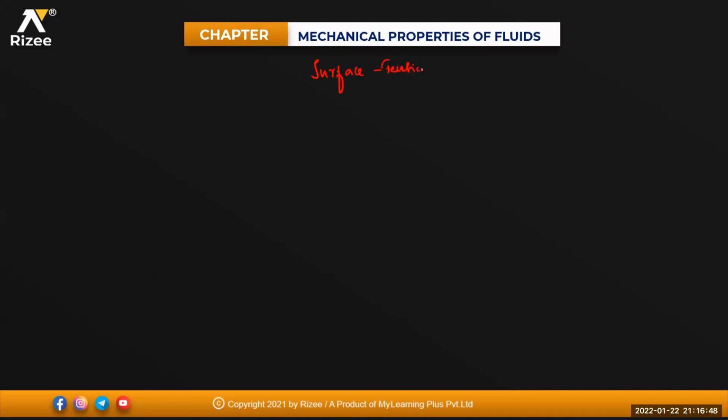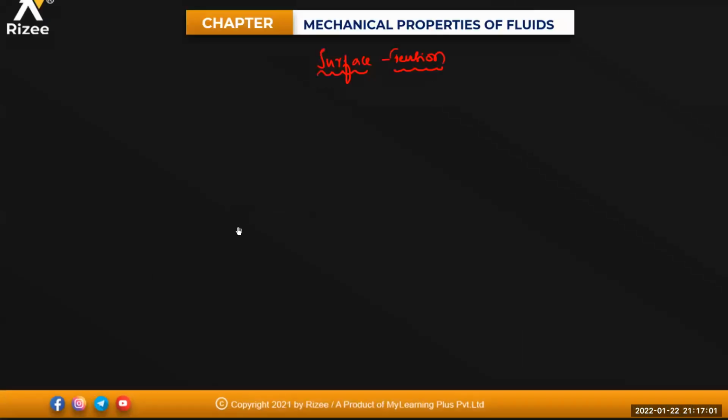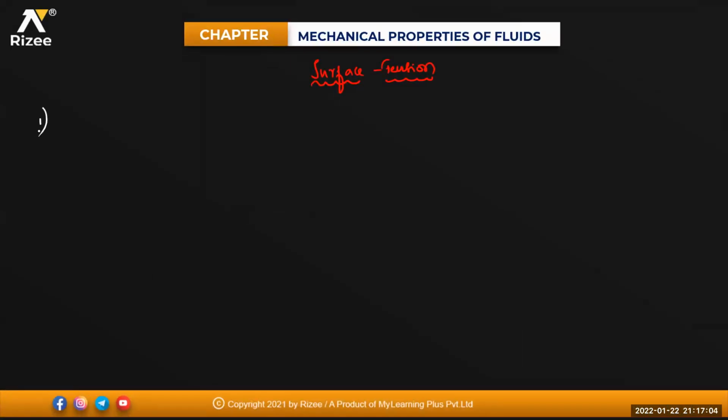Surface tension. First formula in surface tension, beta. How do you define the surface tension? Surface tension is represented by your letter T. Surface tension, capital T, is equal to force acting per unit length. Or else F is equal to how much for me? T into L. Clear, beta?